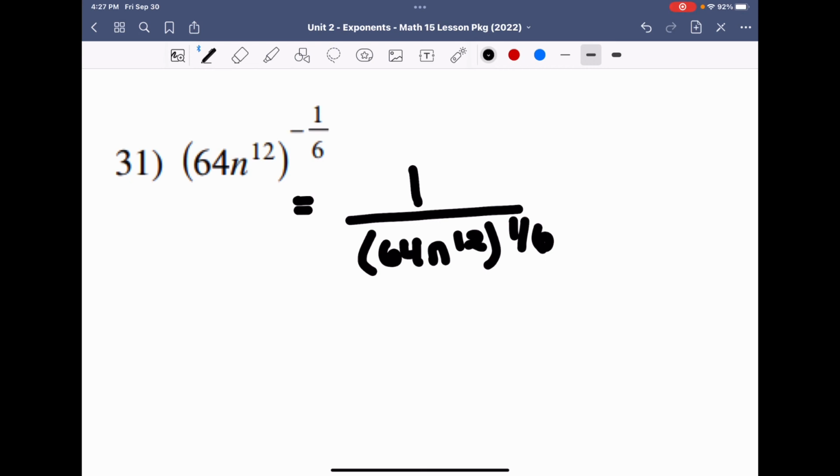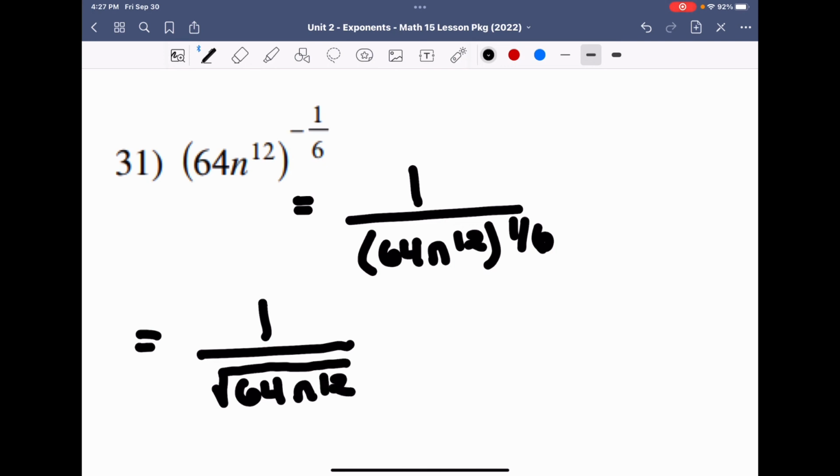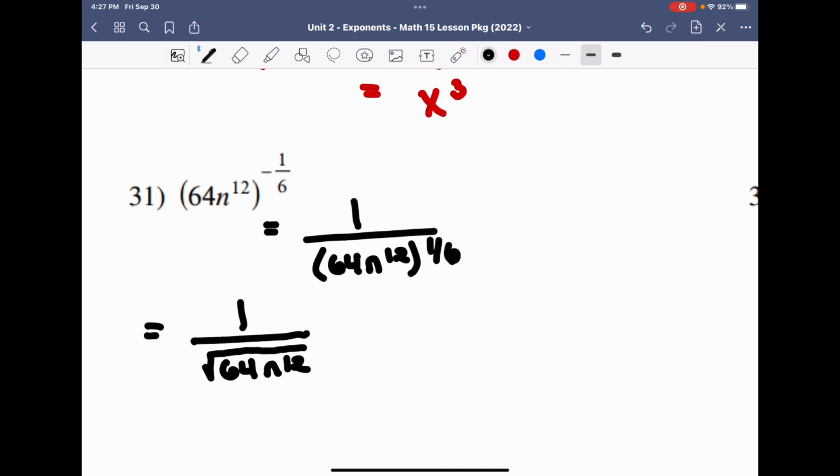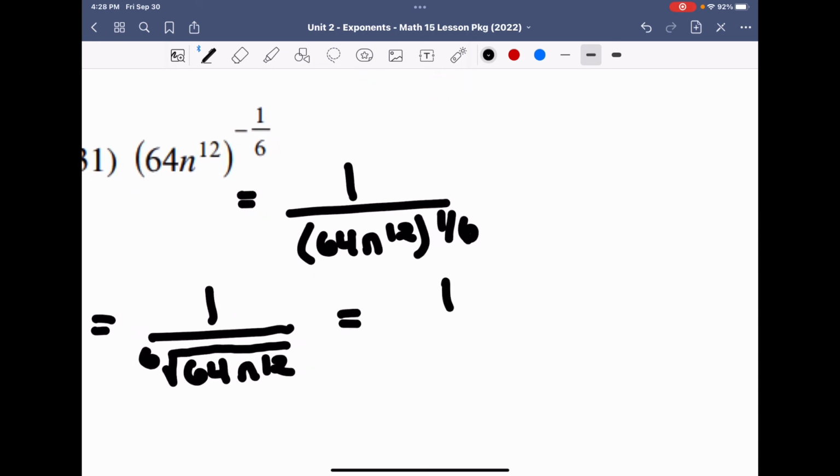Now, from our previous problems, we have this equal to 1 over, I'm going to set up my radical, so everything in the brackets is in my radical, 64 n to the 12. And then we need to assign this index of 6 to the outside of my radical. So this becomes the 6th root of 64 n^12. And now here's where we need to match up our index to the power on the interior of the brackets. 1 over, and we do the 6th root.